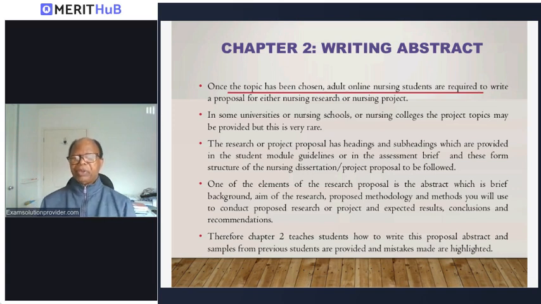Yeah, so obviously we need to have the background, we need to have the aim of your research, we need to have what is your proposed methodology. Remember, this is the proposal. You are proposing something you're going to do in the future, not what you have done or you're going to do now. You are proposing what you're going to do. Okay, so we need the methodology you think you're going to follow. We need to think of the methods that you're going to follow.